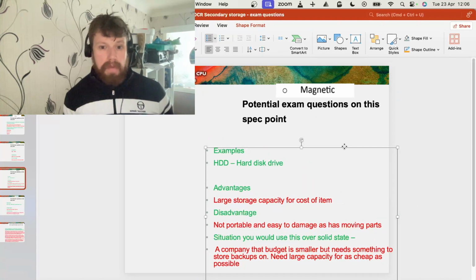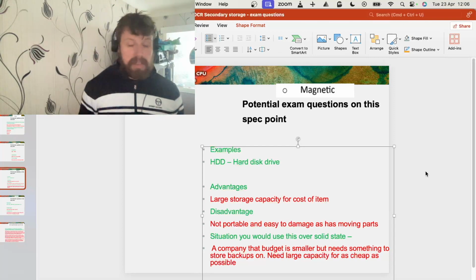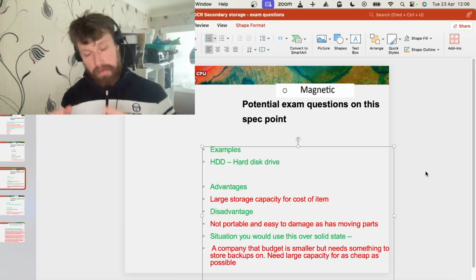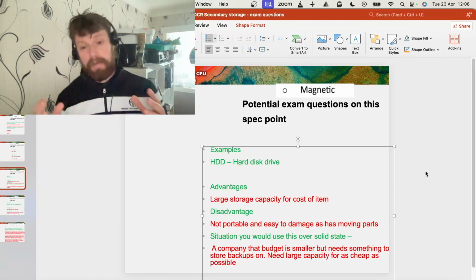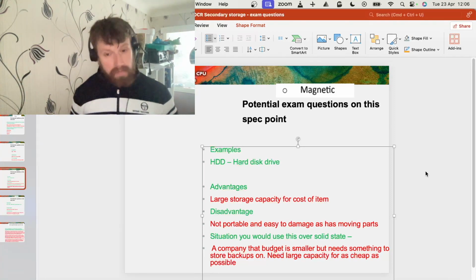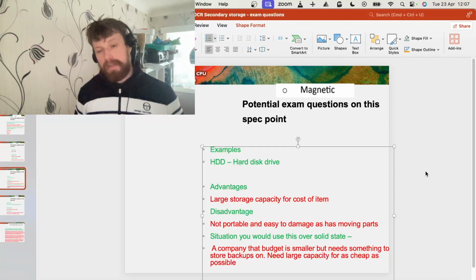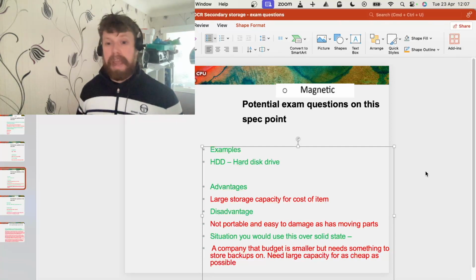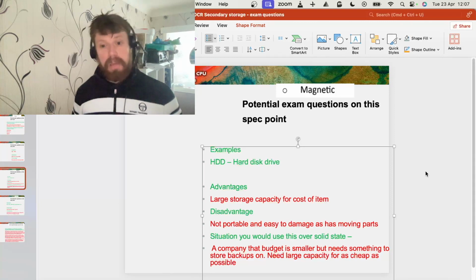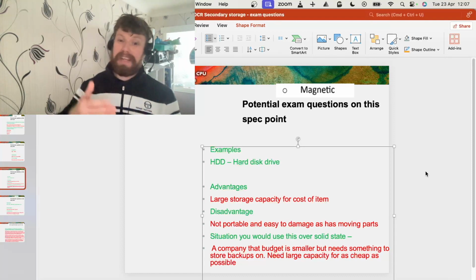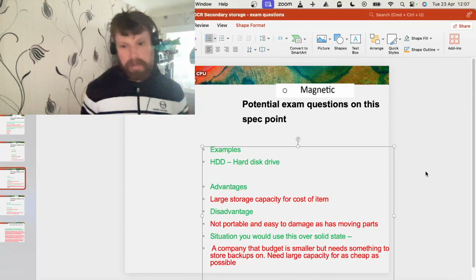The advantage of this is that it has a very large storage capacity for the cost of the item. So for the cost, you get a huge amount of storage space on there. The disadvantage of this is it's not that portable and it's easy to damage as it has moving parts. Some people like to put as a disadvantage just that it has moving parts. If you put it just by itself, you will not get enough to get the full marks on this question. So make sure you back it up and say it's easy to damage because of those moving parts.